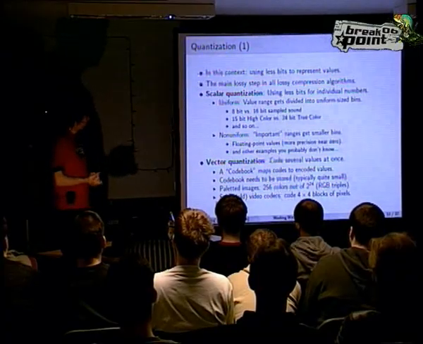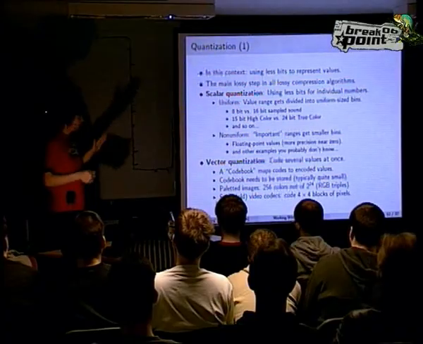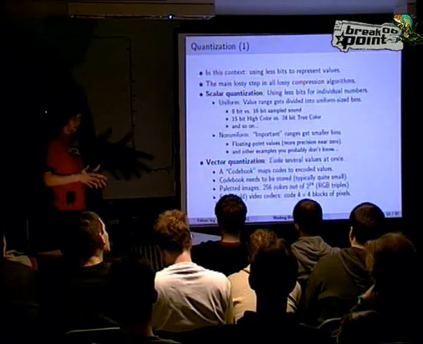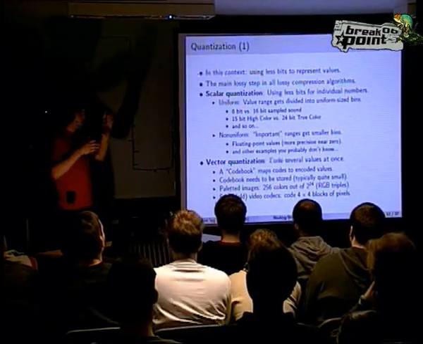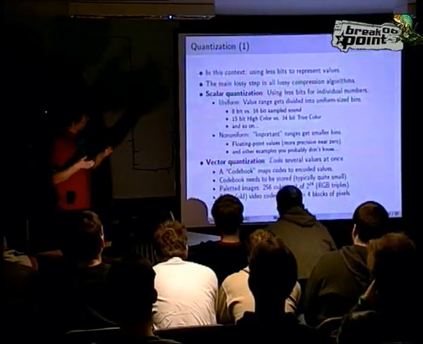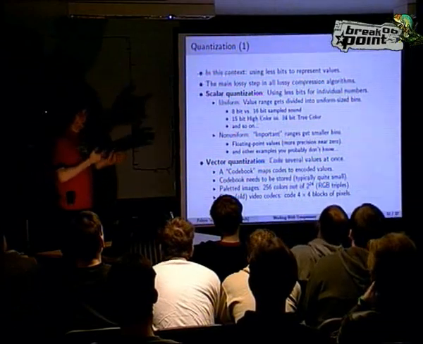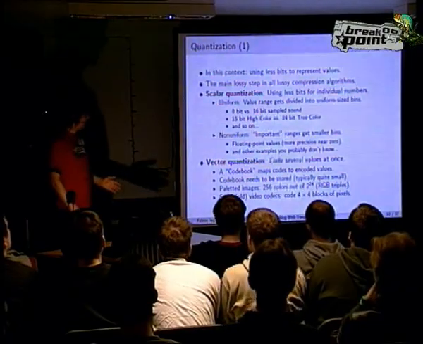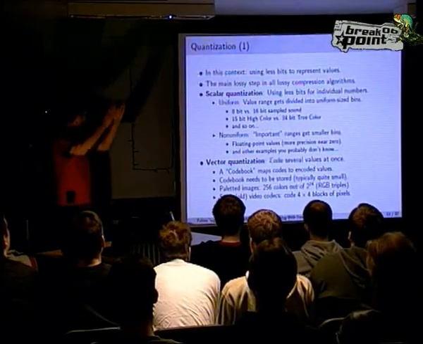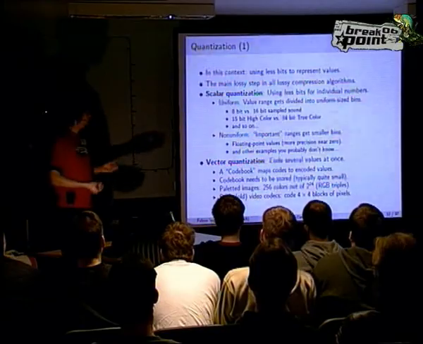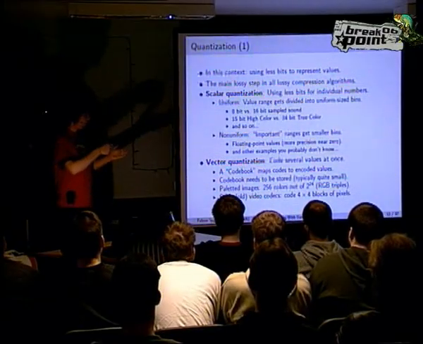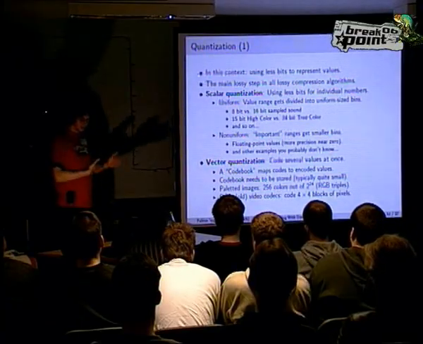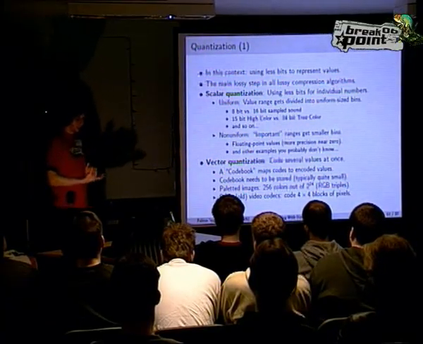And there are other examples you probably haven't heard of yet, because it's not that popular actually. And then there's so-called vector quantization, which tries to code several values at once, which tries to group them. It uses a so-called codebook. So it's basically a table that tells you what a certain value means. You have a table of a few entries, and those just list what values it gets mapped to, and it needs to be stored, which is typically quite small.